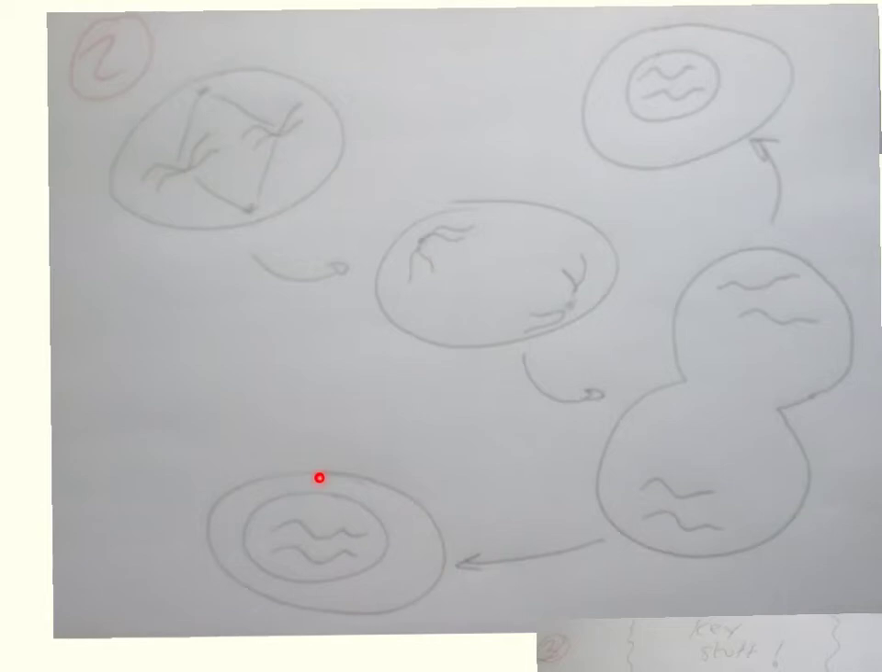This is the product of mitosis, and we started off with two chromosomes in each cell, and we end up with two chromosomes in each of the daughter cells. And as we can see, the nuclear membrane has been reformed.